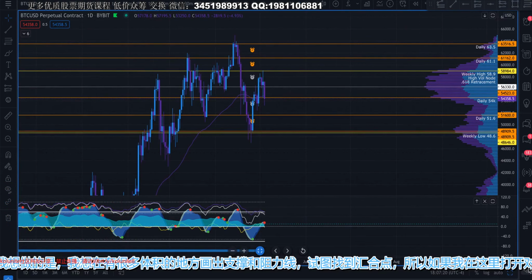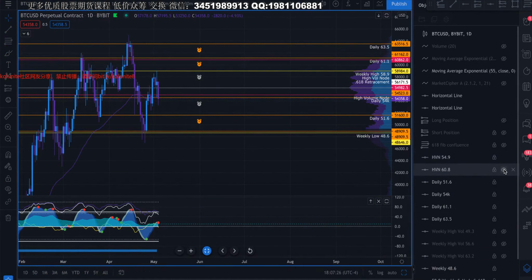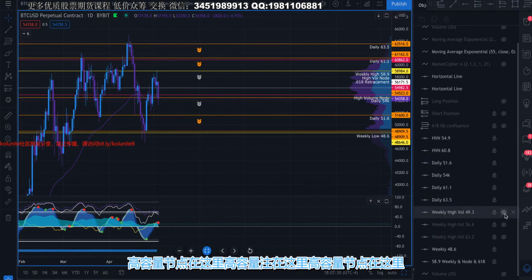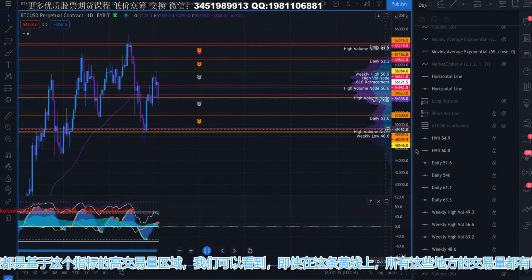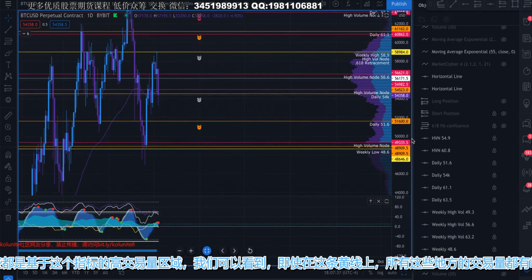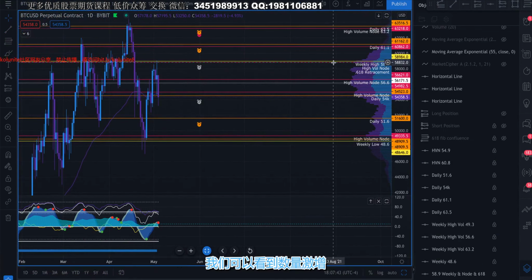So if I turn on the object tree here, I can see that we have a high volume node here, a high volume node here, high volume node here, high volume node here, high volume node here. These are all high volume areas based on this indicator. We can see that there's a spike in volume at all of these places. Even here at this yellow line, we can see that there's a spike in volume.